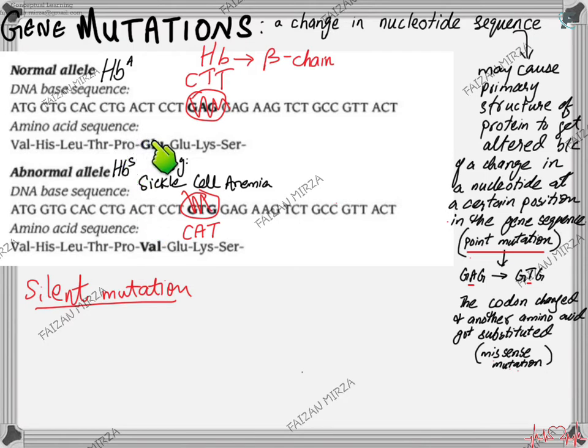Glu is a very polar amino acid, Val is a non-polar amino acid. So when a non-polar amino acid gets incorporated into a polypeptide, the primary structure changes, and the secondary, tertiary and quaternary structure changes as well. So the folding of the protein is different. That's why in sickle cell anemia, the shape of RBC is different.